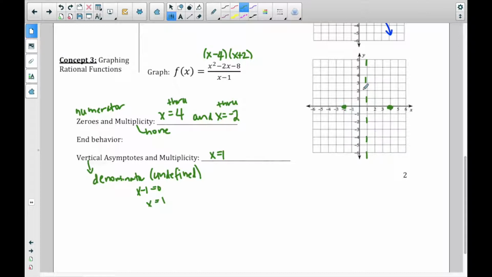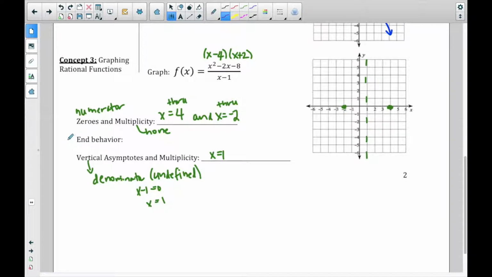It's just a dotted line at positive 1. It means that my function is never going to hit that line. Now, I might cross it. It's just never going to get there. Typically, it doesn't cross it, but there are situations where it might, but typically it does not cross it.